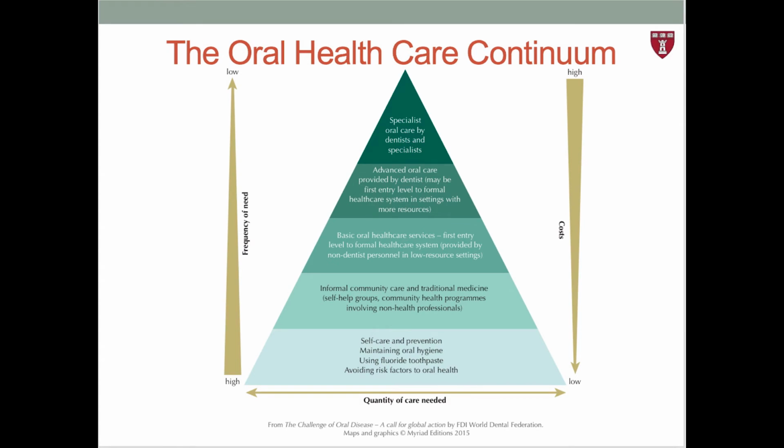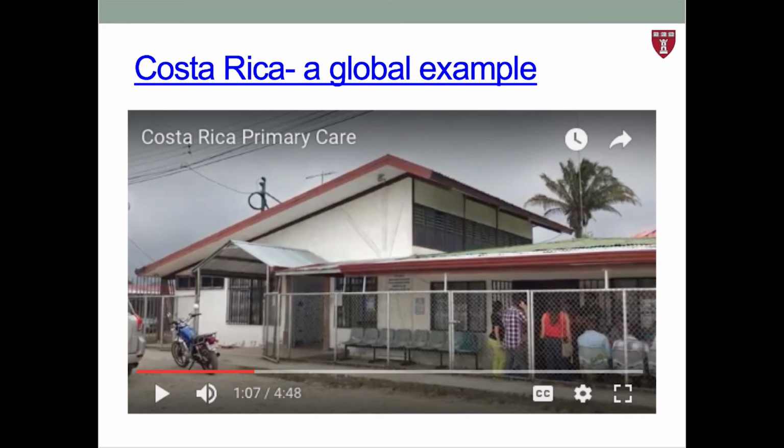practice. The concept of the oral health continuum brings together oral health, primary care, and universal health coverage. It ensures a people-centered approach based on need for care and benefits more of the population than restrictive, expensive, curative-only approaches. To further illustrate the concept of the oral healthcare continuum, we conclude this module with a video we made during our work in Costa Rica.